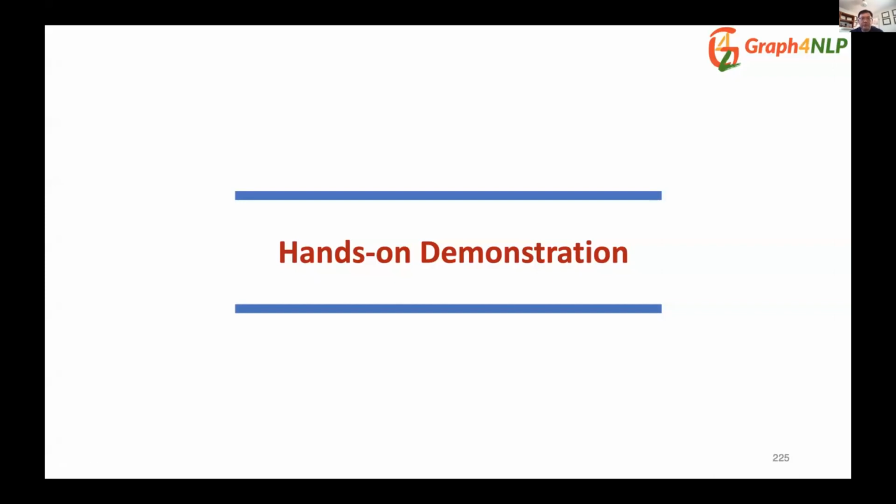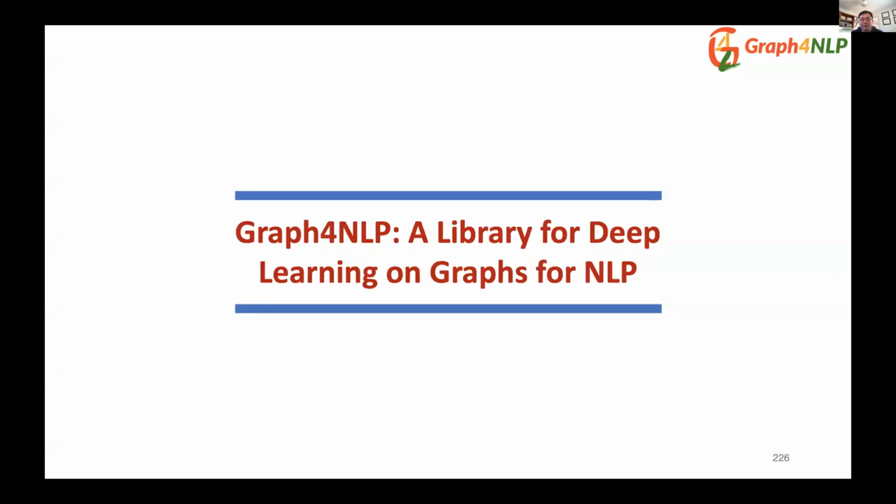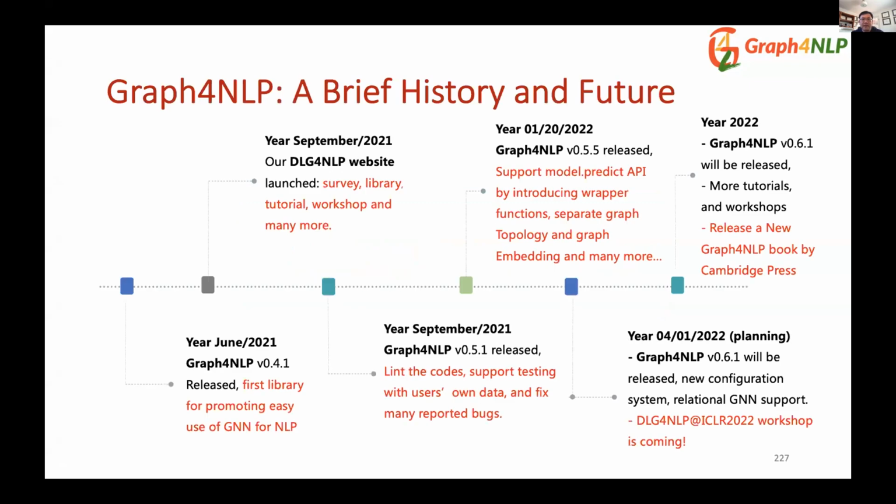So from here, we will go to our hands-on demonstration part. We will introduce our Graph4NLP library, as we mentioned before. This is our first library promoting the easy use of graph neural networks for various NLP tasks. Here I briefly introduce a little bit of the history and future of our Graph4NLP effort.